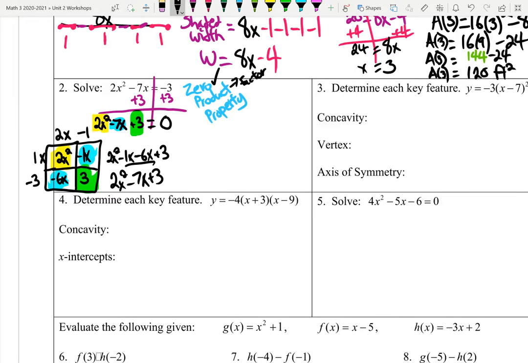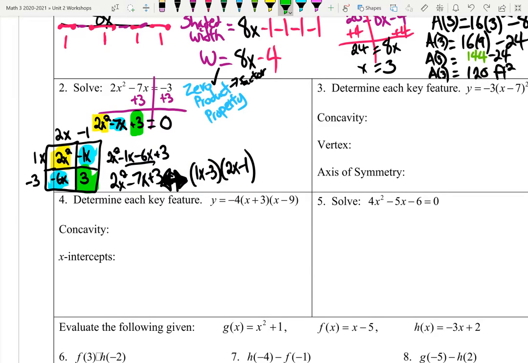So this is the deal. This is interchangeable. Let me draw my arrow. It's interchangeable with 1x minus 3, 2x minus 1. Notice, I can switch this for this. They are equivalent expressions.